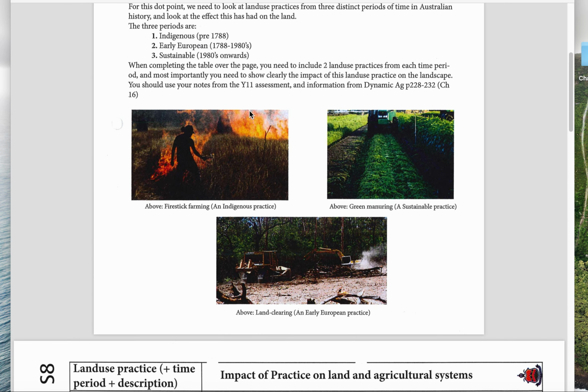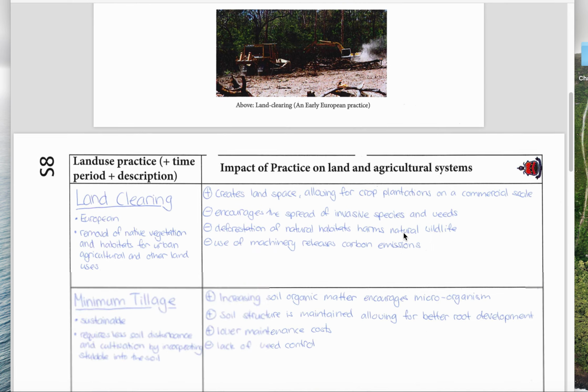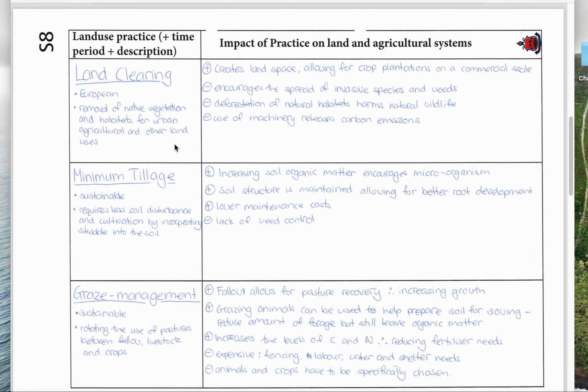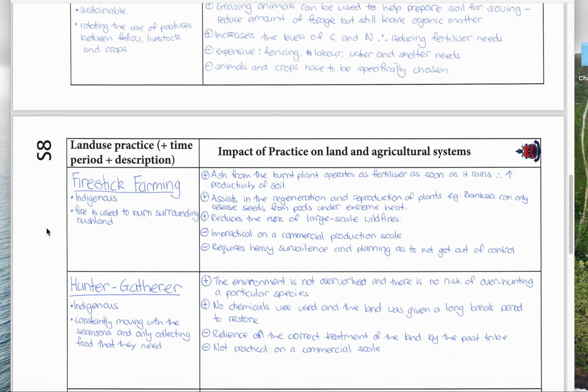So here we have examples in photos. We've got fire-stick farming as an example of an Indigenous practice. We've got land clearing, which was an early European practice and is still in some small parts used today, particularly in Queensland, where we clear large areas of land to put crops on or animals for grazing. And then here's an example of green manuring, which is considered a sustainable practice, which is planting plants simply to plough them back into the soil to break down and provide nutrients. So, not in any particular order here, we have two from each time period.